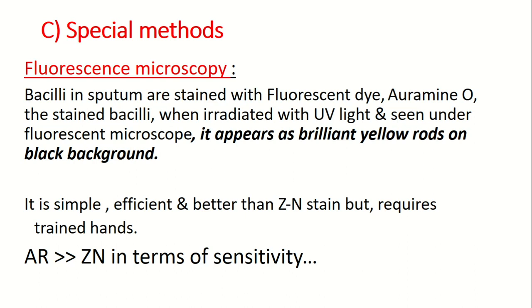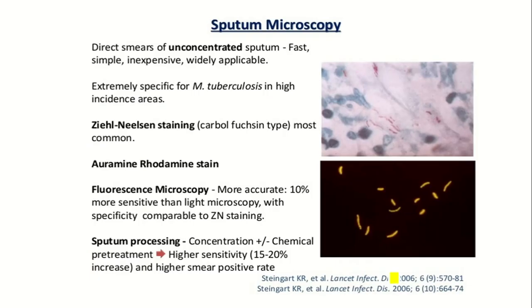Usually the bacilli take up this fluorescent dye, and once you pass UV light they become irradiated and produce a typical yellow colored structure. It is very simple, very efficient, and far better than the Zn stain as far as sensitivity is concerned, but it requires trained hands and is a little bit costlier compared to Zn. You can see these yellowish slender bacilli on the black background, and this is the Zn stain, bluish background and pink bacilli.